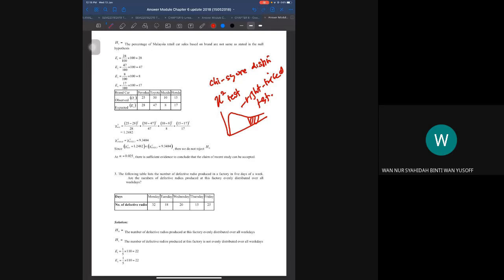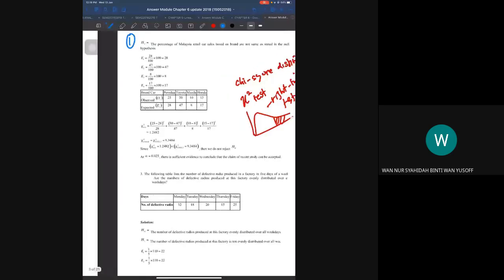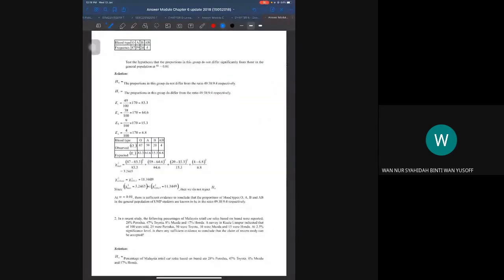Because of the hypothesis, you still have those 5 steps. Step 1 is to state the hypothesis, so you have H null and H1. For the goodness of fit test, H null is always the claim. The claim of your question is stated in the H null, or it is the distribution of your question.